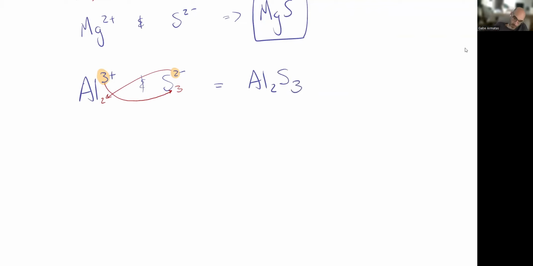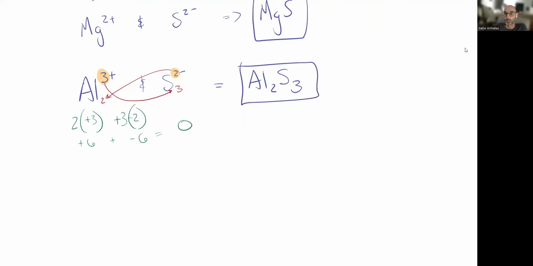Okay. And if we do that math, what we end up with is, all right, so I have two aluminums at +3 each, plus 3 sulfurs at -2 each. So this is +6, this is -6. Together, this whole thing is neutral. So we will always get a neutral compound if we just simply cross the numbers.